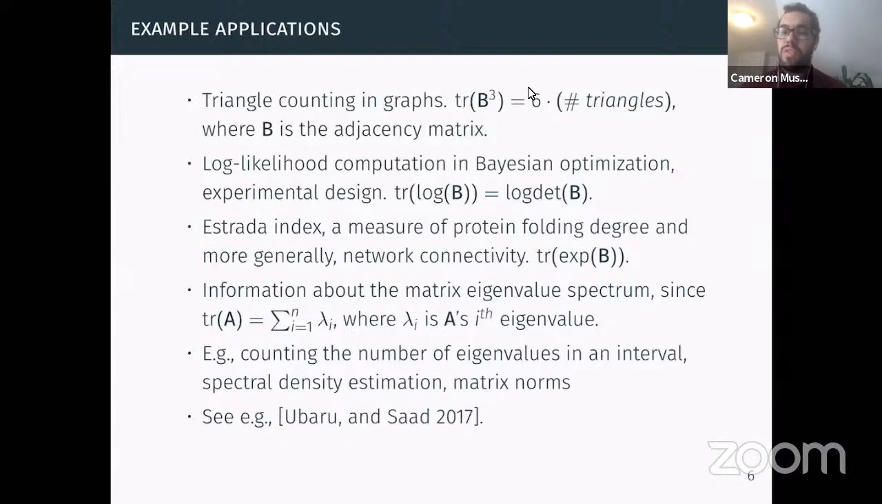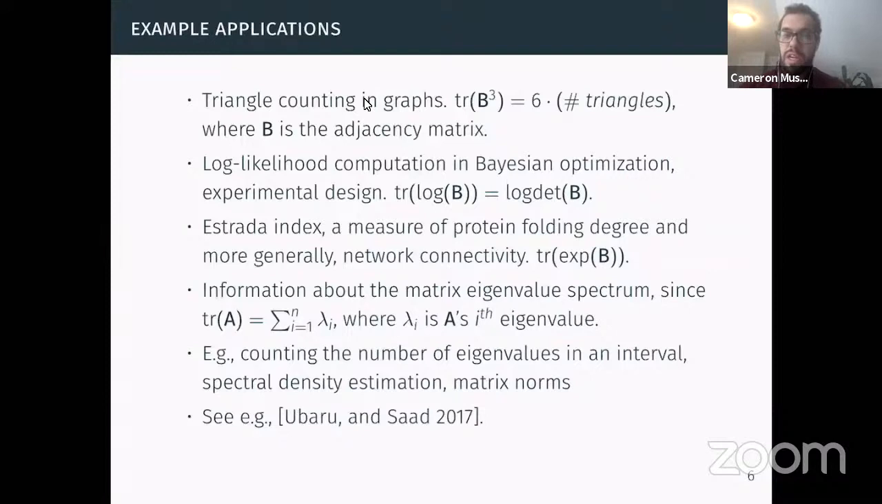I mentioned this one already. If I want to count the number of triangles in a graph, if B is the adjacency matrix of that graph, the number of triangles times 6 is equal to the trace of B cubed. And trace estimation techniques are often used in triangle counting algorithms. In Bayesian optimization and experimental design, the log likelihood of a linear model with basically a Gaussian prior and Gaussian noise often involves this term, which is the log determinant of the covariance matrix B. The log determinant is nothing more than the trace of the logarithm of the matrix B. So that's another widely used application of trace estimation.